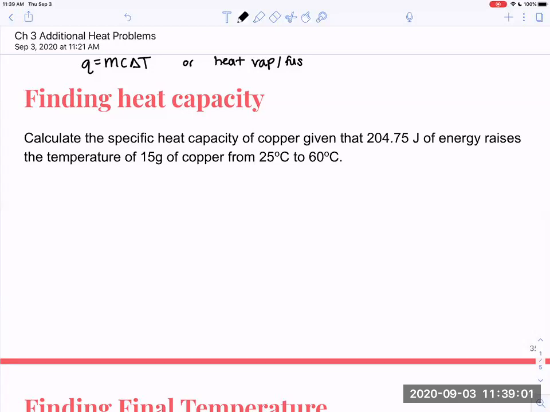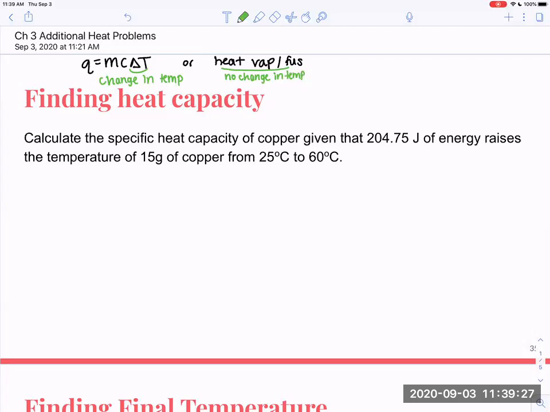So the key differences here is that I have a change in temperature. So I can use this equation when I have a change in temperature, and for the heat of vaporization or fusion, that's only during a phase change, and if you remember from those graphs, there's no change in temperature during a phase change.